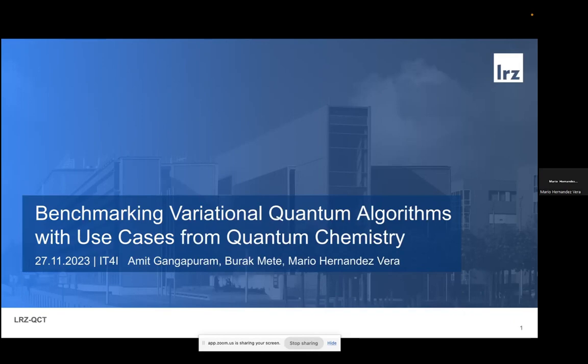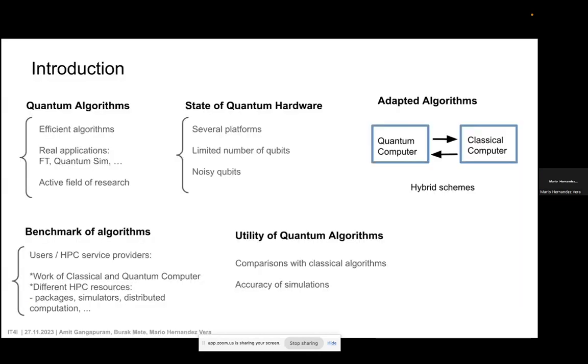And we will be talking about benchmarking variational quantum algorithms. And we will also be describing some use case related with quantum chemistry. So let's start with the introduction. Quantum algorithms, as you know, are a cornerstone of quantum computing. Some of them have been discovered to be very efficient, and they can be applied already for real applications, for example, the Fourier transform or some specific types of quantum simulations.